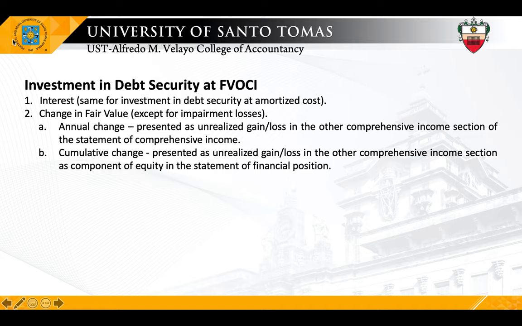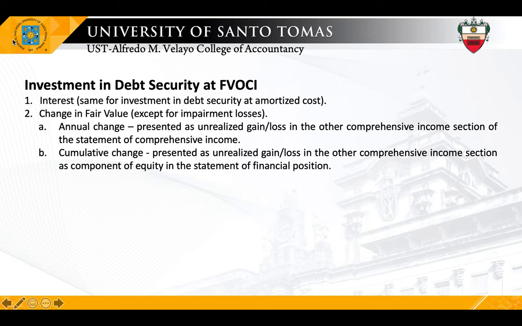Picture out mo yung statement of comprehensive income, di ba? You start with revenue or sales minus cost of sales. You have gross income minus operating expenses, including taxes. You have your profit or loss. And from that amount, you add or you deduct other comprehensive income or loss. Doon to masasama. So, other comprehensive income or loss, add or deduct mo yun sa profit or loss, you will get your total comprehensive income.